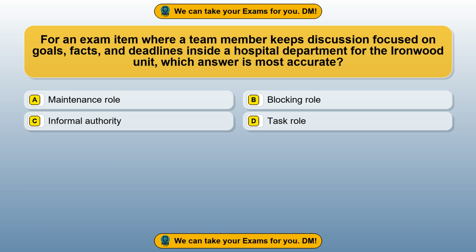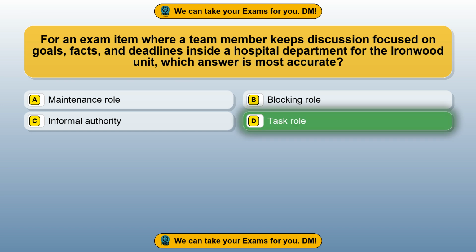Question 36. For an exam item where a team member keeps discussion focused on goals, facts, and deadlines inside a hospital department for the ironwood unit, which answer is most accurate? Option A, maintenance role. Option B, blocking role. Option C, informal authority. Option D, task role. The correct answer is option D, task role.